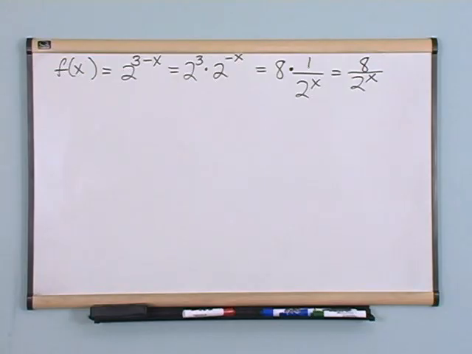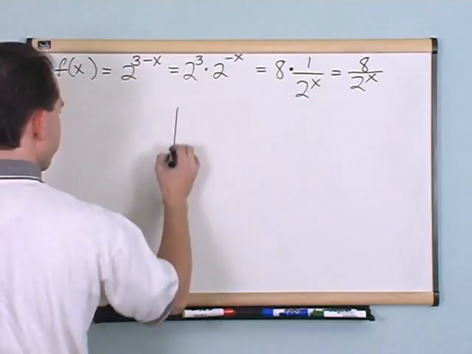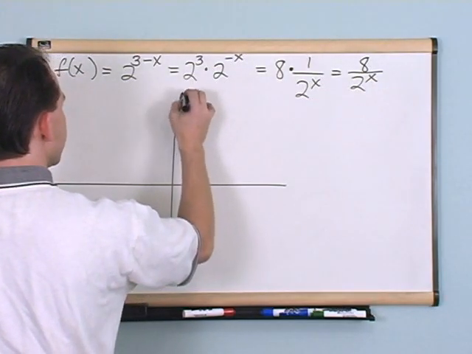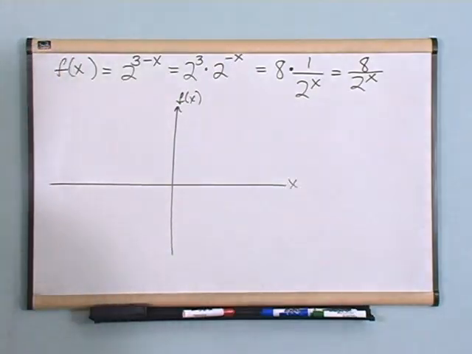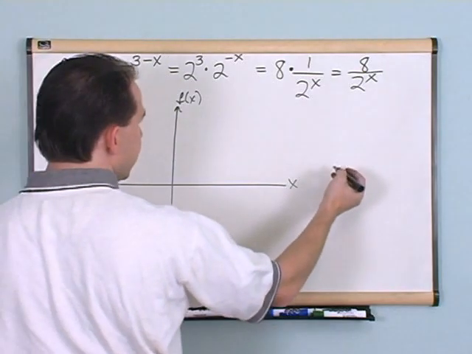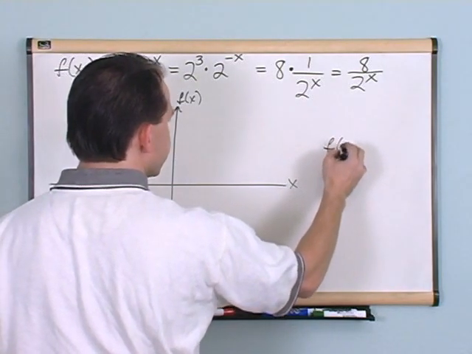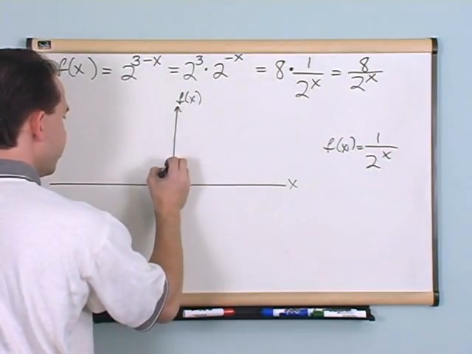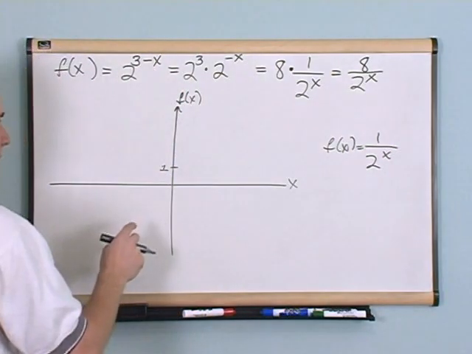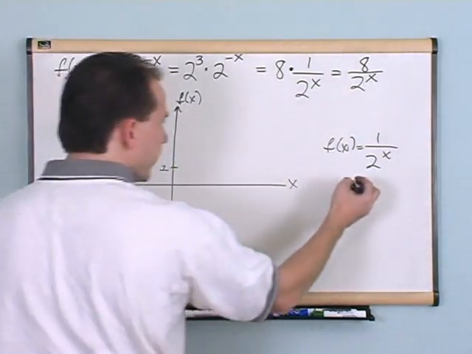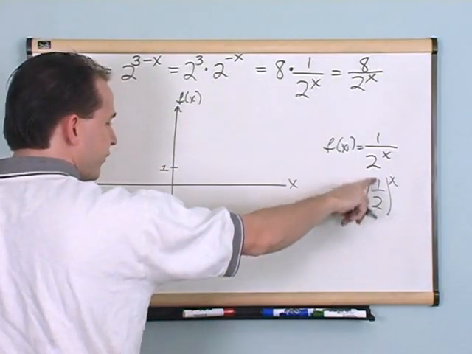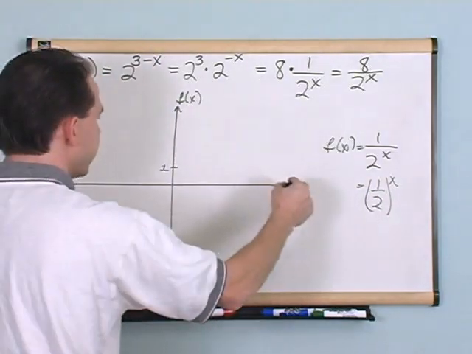Okay? So how would you graph that? This is f of x, this is x. How would you graph that? Well, let me just ask you, what would the problem look like if it were just simply f of x equals 1 over 2 to the x? What would the graph look like then? Well, you know, you could write this as 1/2 to the x, and this number is between 0 and 1, so you know this graph would go like this, right?